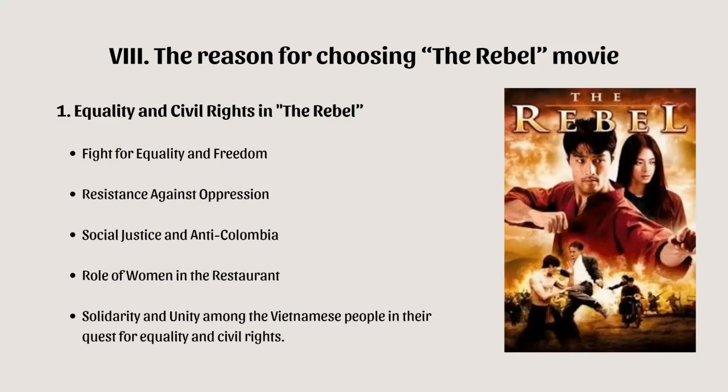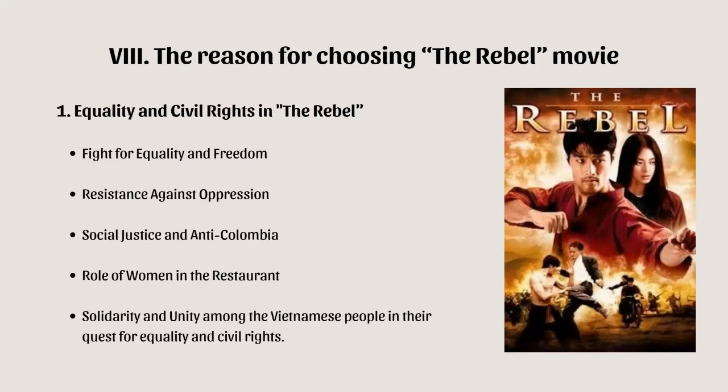Now I will talk about equality and civil rights in The Rebel. The Rebel depicts various cultural elements related to equality and civil rights, reflecting the historical context of French colonial rule in Vietnam and the struggle for independence. The first is the fight for equality and freedom. The movie showcases the fight for equality and freedom by highlighting the efforts of Gương, the main character, and other revolutionaries to resist the oppressive French colonial regime.